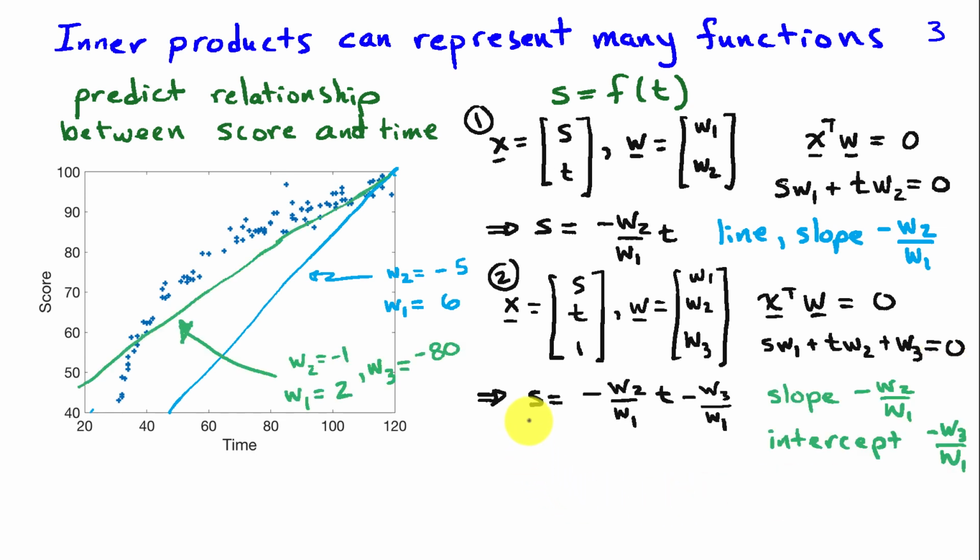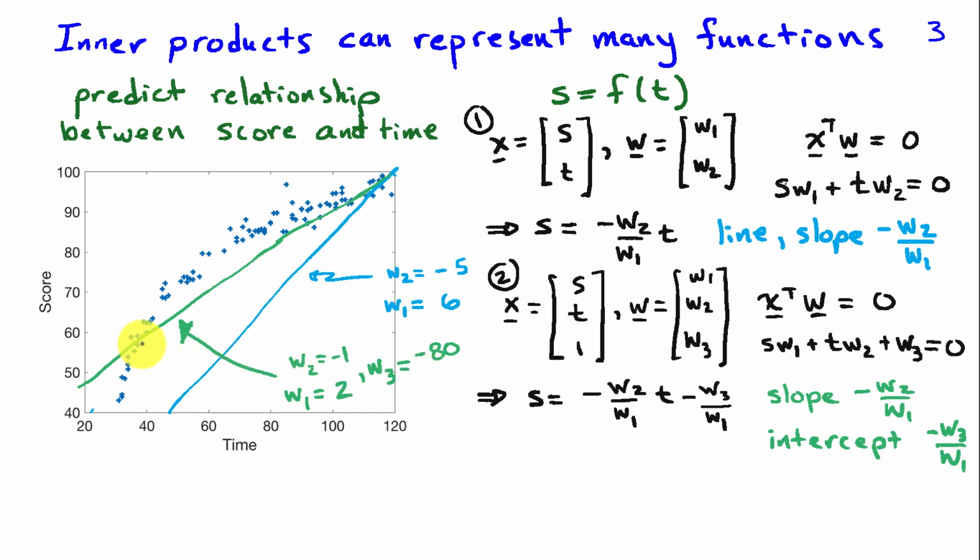And you can rearrange this expression to write s is equal to negative w2 over w1 times t minus w3 over w1. So in this case, we have slope negative w2 over w1 and intercept negative w3 over w1. We have flexibility over both the slope and the intercept, and we obtain that by adding this constant down here and having a third variable. I've shown in green the case where w2 is minus 1, w1 is 2, w3 is minus 80.